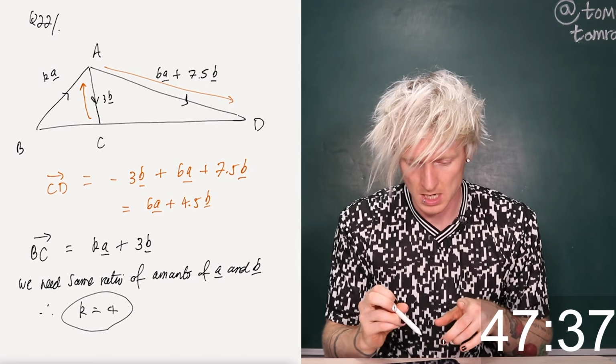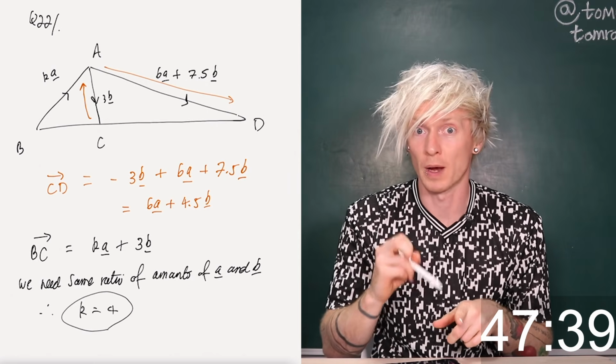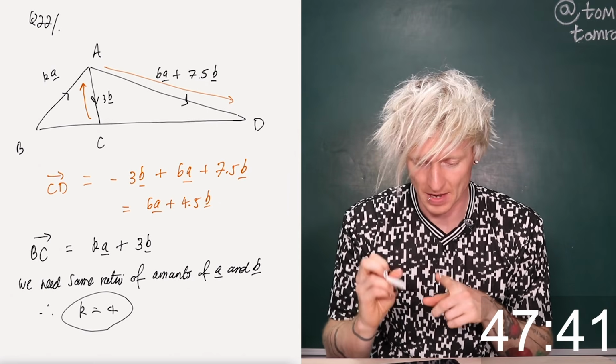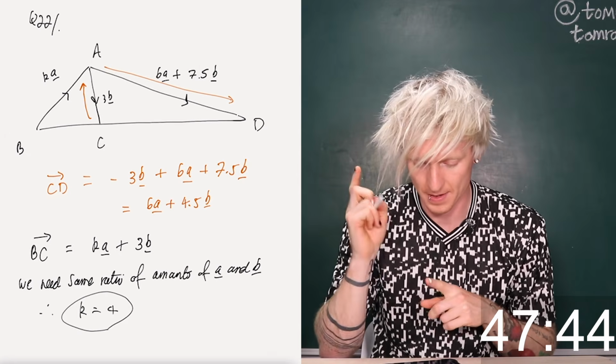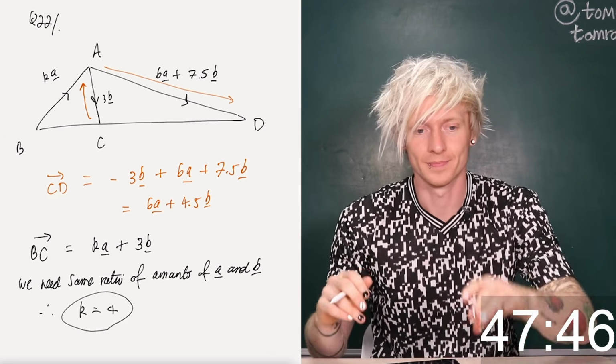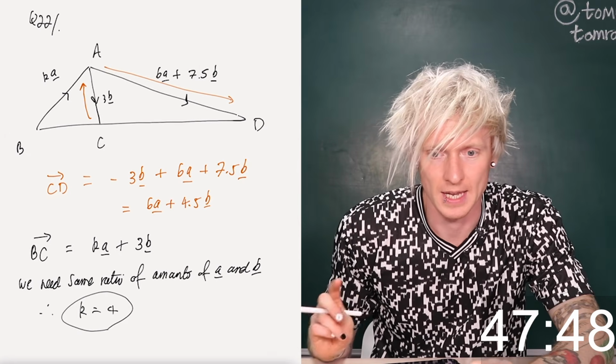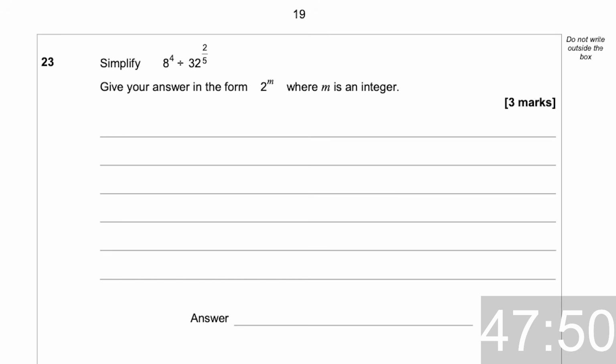Because then multiply 4 by 1.5 and you get your 6A. Multiply 3 by 1.5 and you get 4.5B. So K equals 4. Woo! Okay, I'm not sure you're working. Yes, just did. Right, question 23.